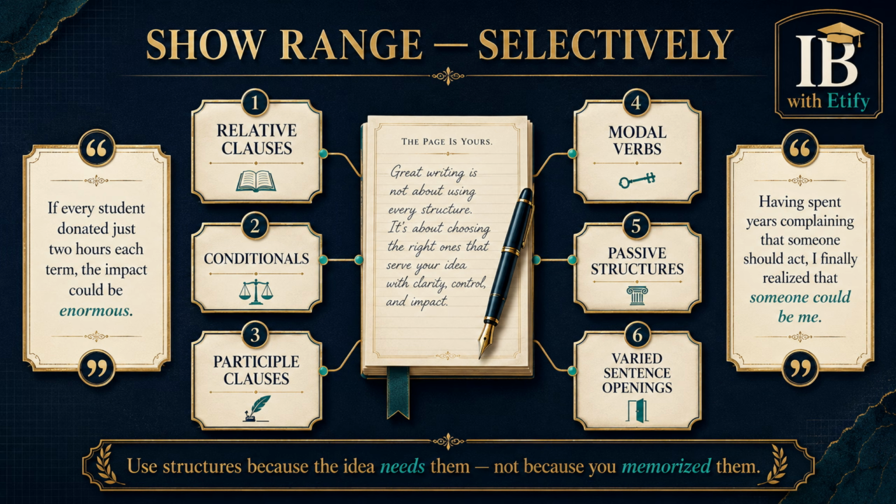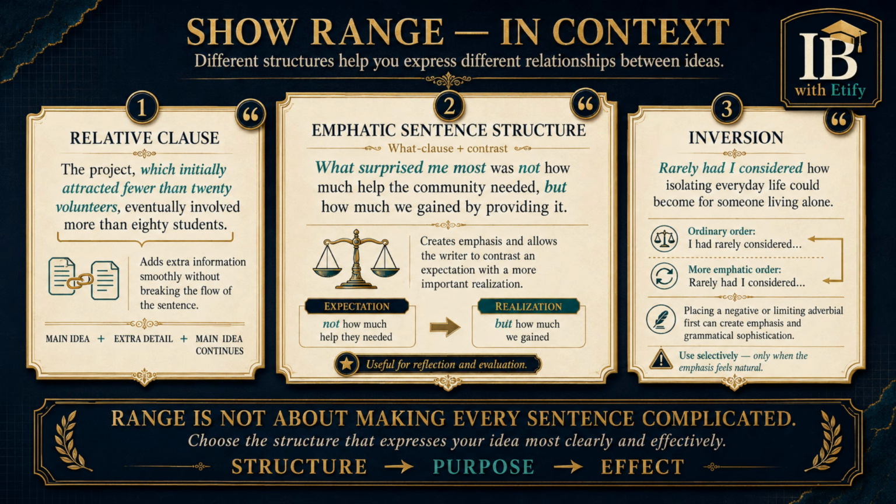You can create grammatical range naturally through relative clauses, conditionals, participle clauses, modal verbs, passive structures, varied sentence openings, and different sentence lengths. For example, "Having spent years complaining that someone should do something, I finally realized that someone could be me. If every student donated just 2 hours each term, the cumulative impact could be enormous. The project, which initially attracted fewer than 20 volunteers, eventually involved more than 80 students. What surprised me most was not how much help the community needed, but how much we gained by providing it. Rarely had I considered how isolating everyday life could become for someone living alone." Notice that the structures serve the message.